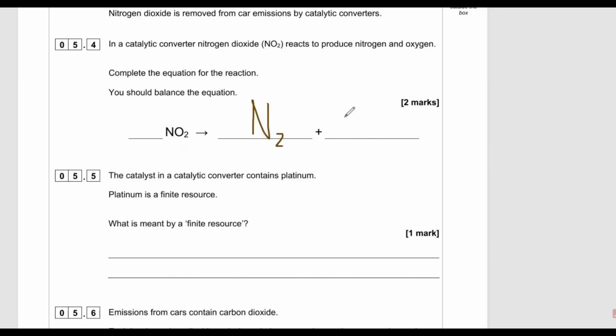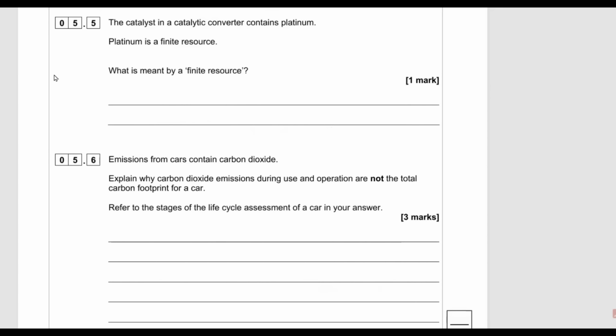Nitrogen dioxide is removed from car emissions by catalytic converters. In a catalytic converter, nitrogen dioxide reacts to produce nitrogen and oxygen. Complete the equation for the reaction. I already did this earlier with the whole car drawing, so it's basically the same thing. I've got 2 nitrogens, but 2 times O2 means I've got 4 oxygens, so I've got to balance it correctly. There we go.